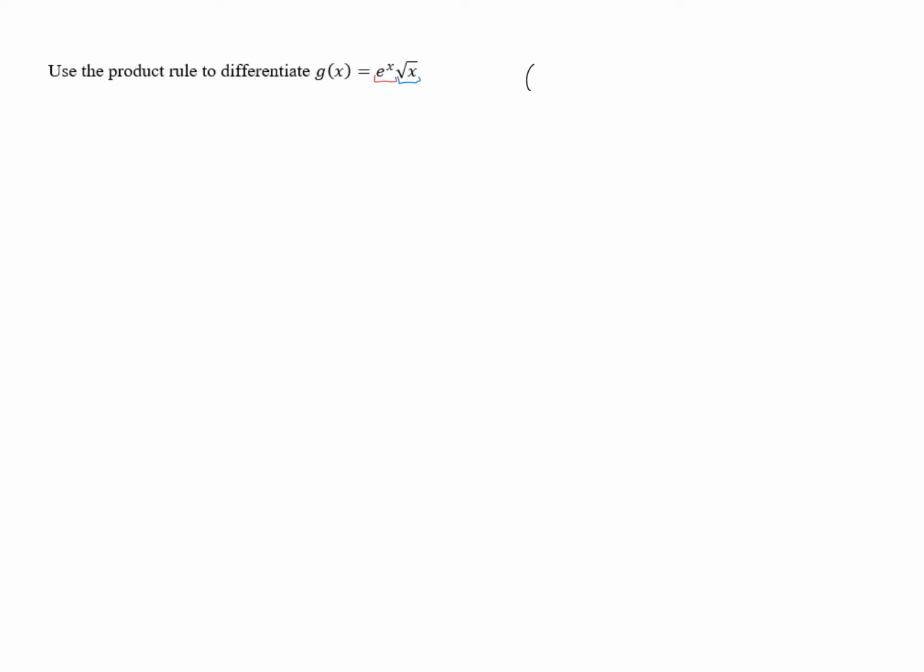You'll recall that the product rule says that if we're taking the derivative of a product, we can express that as the derivative of the first times the second plus the derivative of the second times the first. And we can use that to differentiate this.